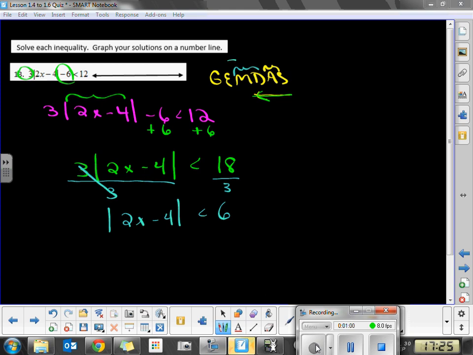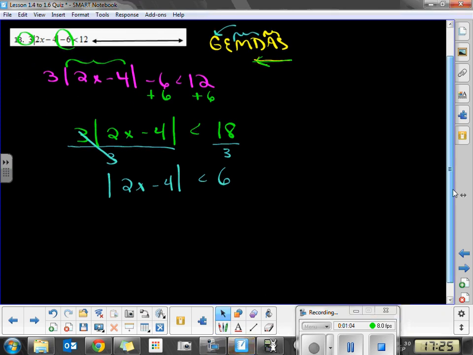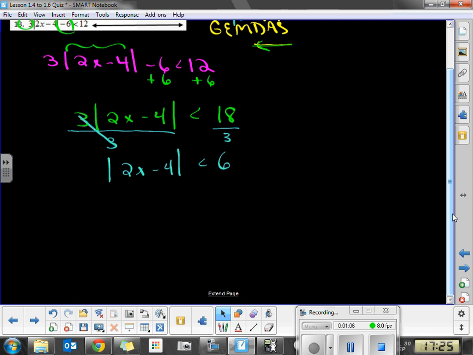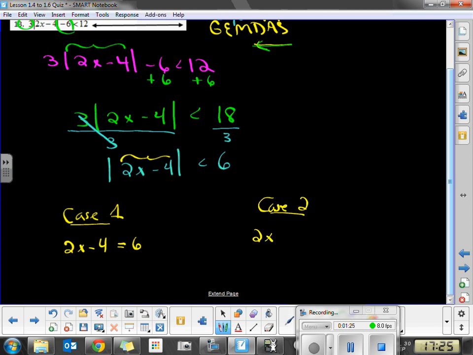Now I'm down to the point where I'm at my grouping symbols. The way that we handle absolute values with grouping symbols is we break them into case 1 and case 2. And once I break it into case 1 and case 2, we have interpreted what the absolute value is meaning in this problem. So this 2x minus 4 could equal a positive 6, or the 2x minus 4 could equal a negative 6.